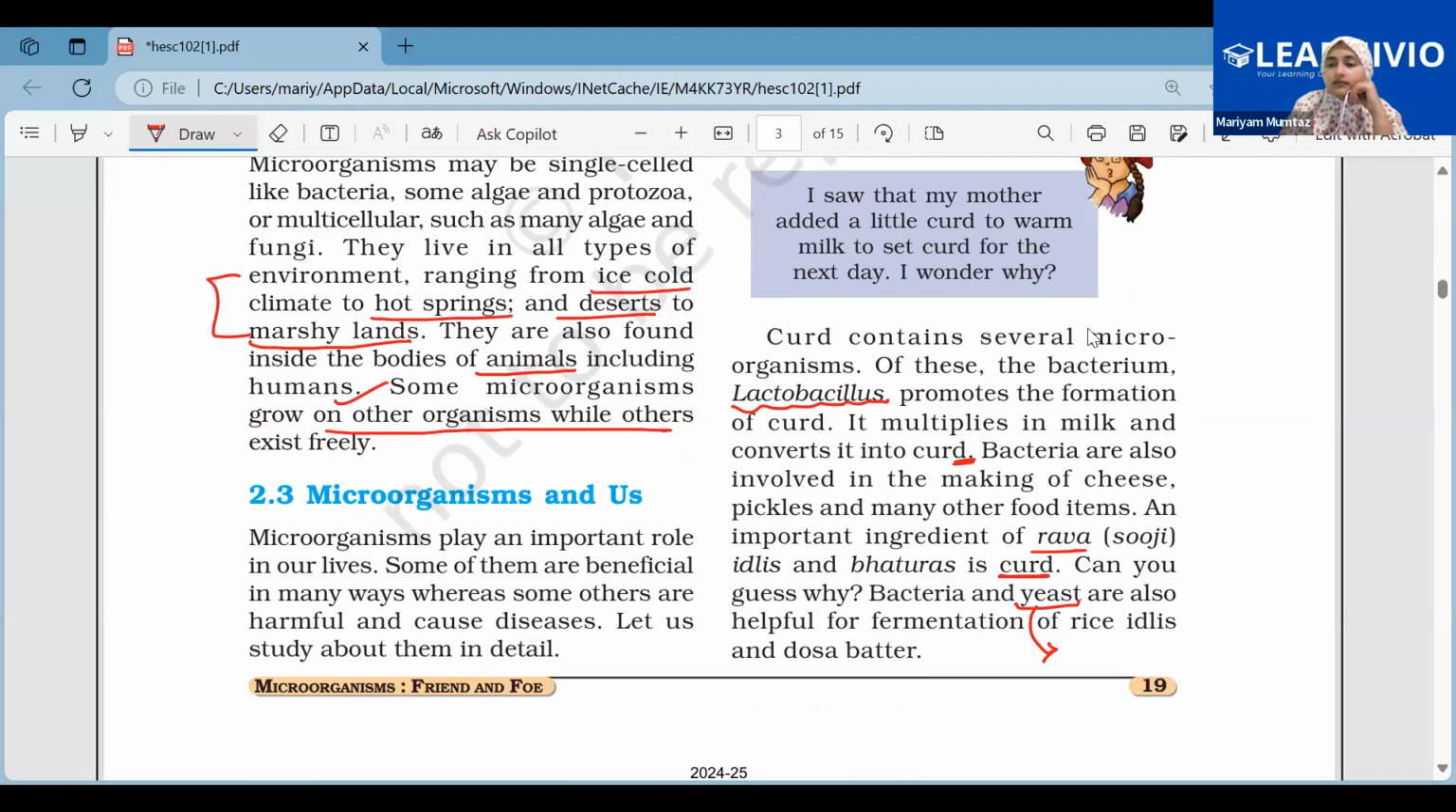Ma'am, could you repeat your question? Which kind of organism is yeast? Could you repeat the question? I'm so sorry. See, for example, lactobacillus is a bacteria. So what is yeast? Just one second.